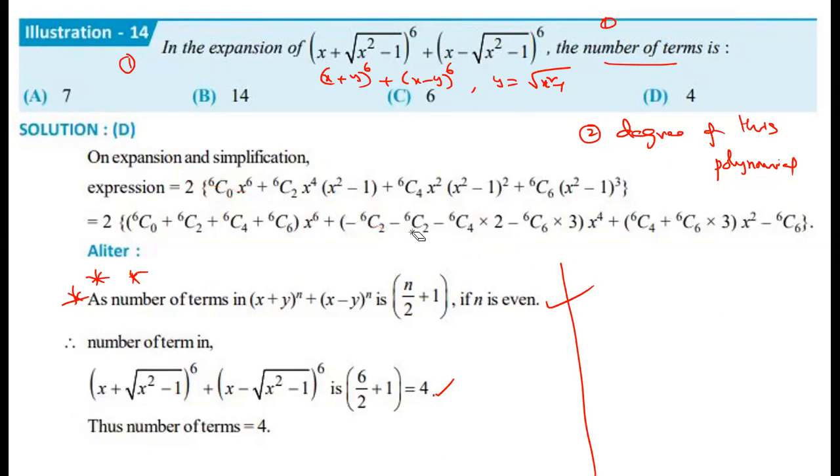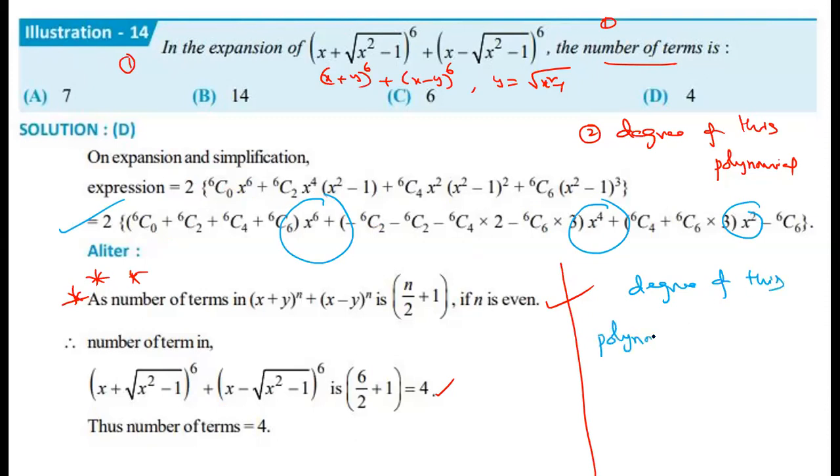Now this one is required now. What is the degree? See? x power 6 is there, x power 4 is there, x square. So among this case, what is the highest degree? So degree of this polynomial is 6. So these type of models also can expect.